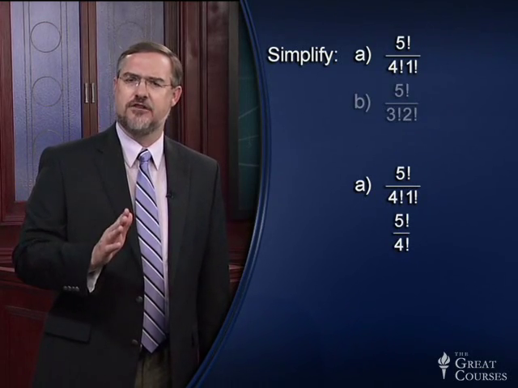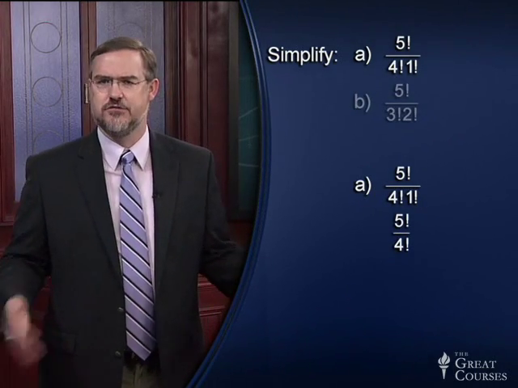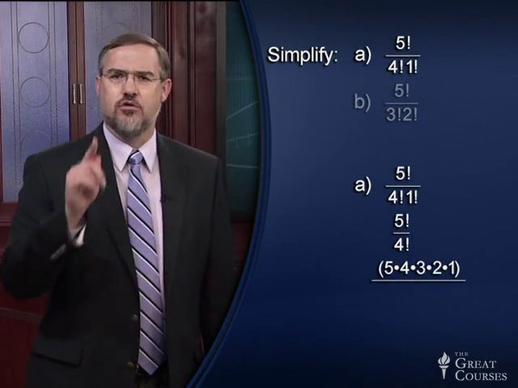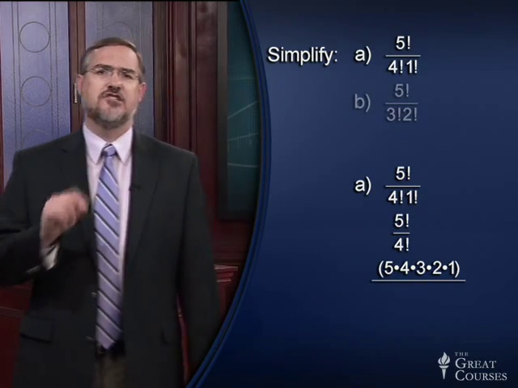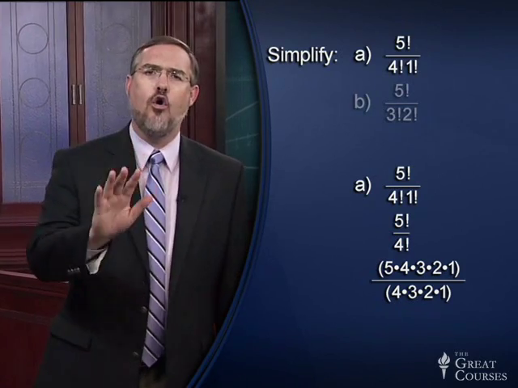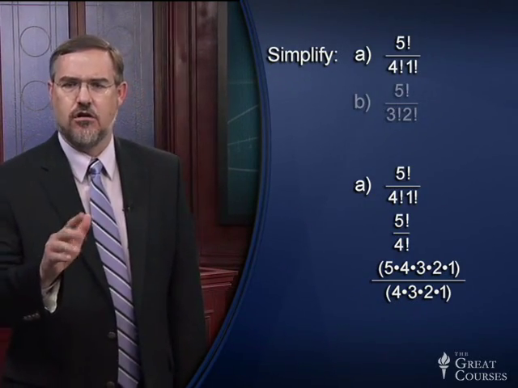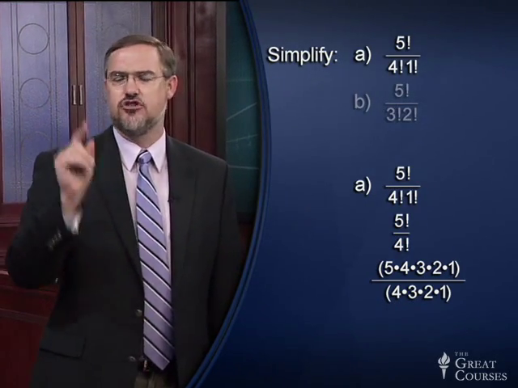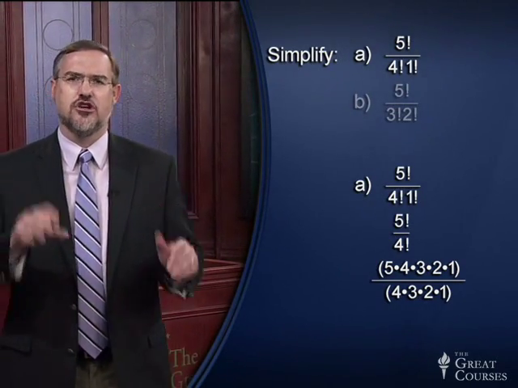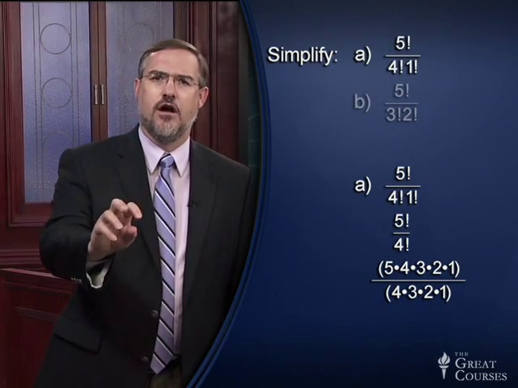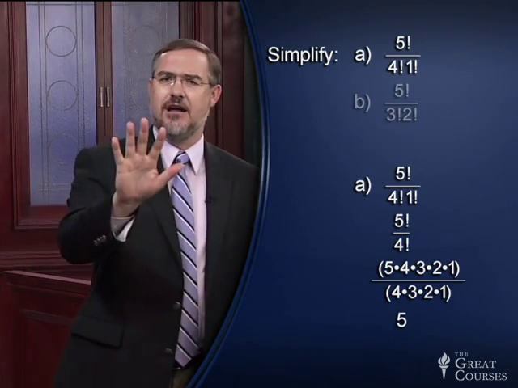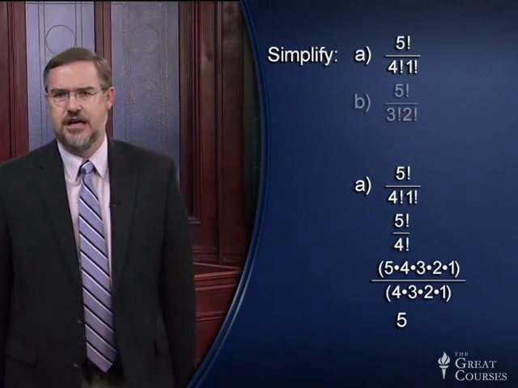factorial over 4 factorial, because 1 factorial is 1, so it's not going to help you at all in the multiplication. And now the numerator becomes 5 times 4 times 3 times 2 times 1, and the denominator is just 4 times 3 times 2 times 1. And now a whole bunch of cancellation will occur. The 4s will cancel, the 3s will cancel, the 2s will cancel, even the 1s would cancel if you wanted to do that, and you'd be left with just 5 on top divided by 1, which is 5. So the first example is just equal to 5 once you do all of the simplification.